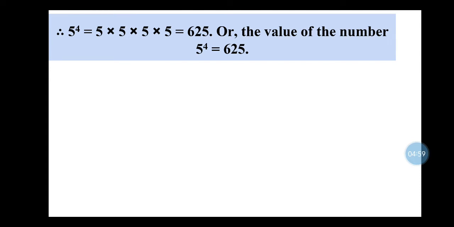Therefore, 5 raised to 4 is equal to 5 into 5 into 5 into 5, which is equal to 625. Children, 5 raised to 4 is the index form. 5 into 5 into 5 into 5 is the multiplication form, and 625 is the value of the index 5 raised to 4. That means when you multiply 5 by itself 4 times, you will get the answer as 625.